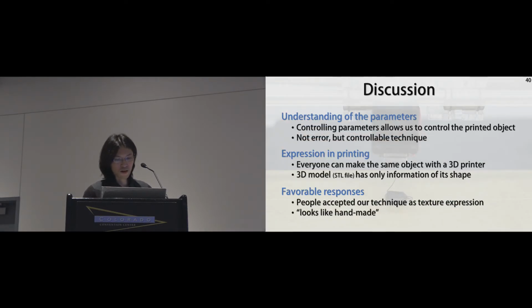Okay, finally here is the discussion. Based on the investigation, we presented a new expression technique. We provided the understanding of the parameters. We made it clear that controlling parameters is equal to controlling the printed objects, the printed structure. So it's not a printing error, it's about printing techniques, a controllable technique.